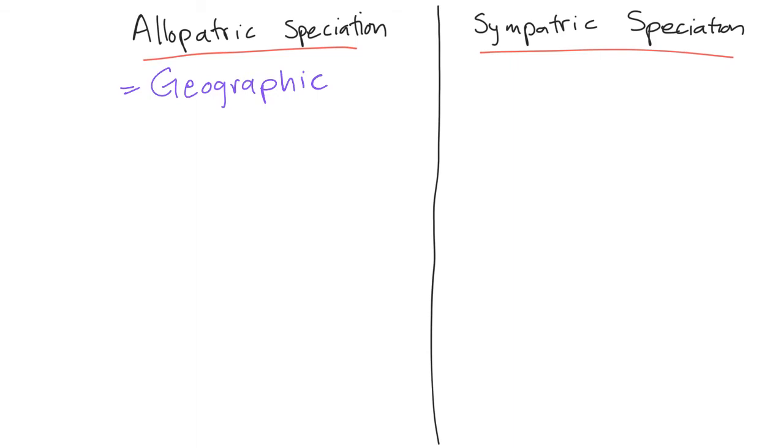And then sympatric means they're still in the same area. I don't know how to say that, but. Do you happen to know if sympatric literally just means same area? Yes, it does. Allo means different. Okay. Patri refers to where you're from.